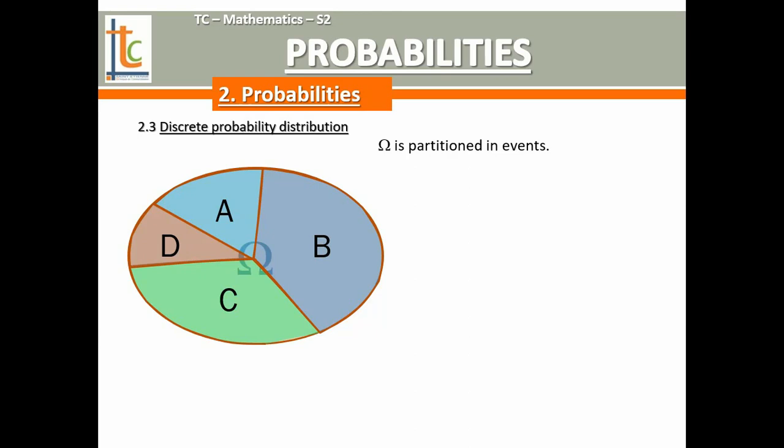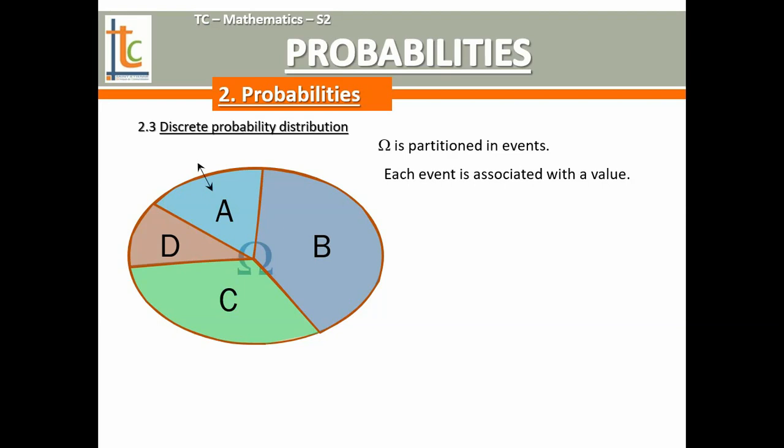Well, this sentence, omega is partitioned in events, is just meant to say that each event will be associated with a value. So that is new in this chapter. Okay, we didn't talk about this kind of thing earlier. Each event has to be associated with a value.